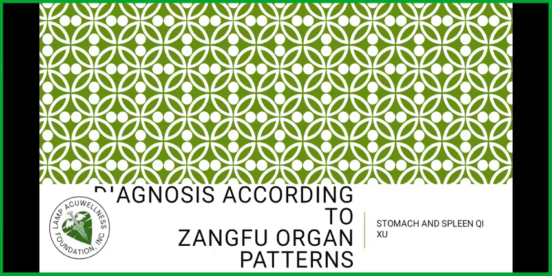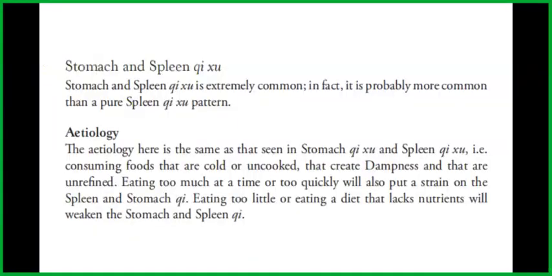Let us go to diagnosis according to Zhang organ patterns. The topic is stomach and spleen Qi deficiency. Stomach and spleen Qi deficiency is extremely common. In fact, it is probably more common than a pure spleen Qi deficiency pattern.